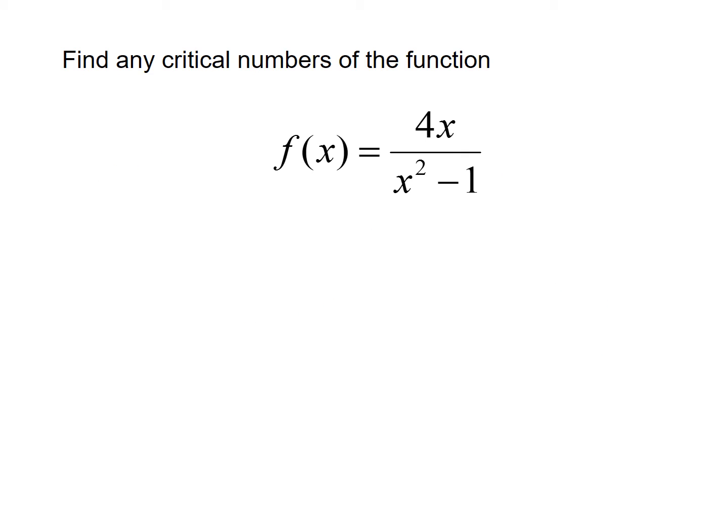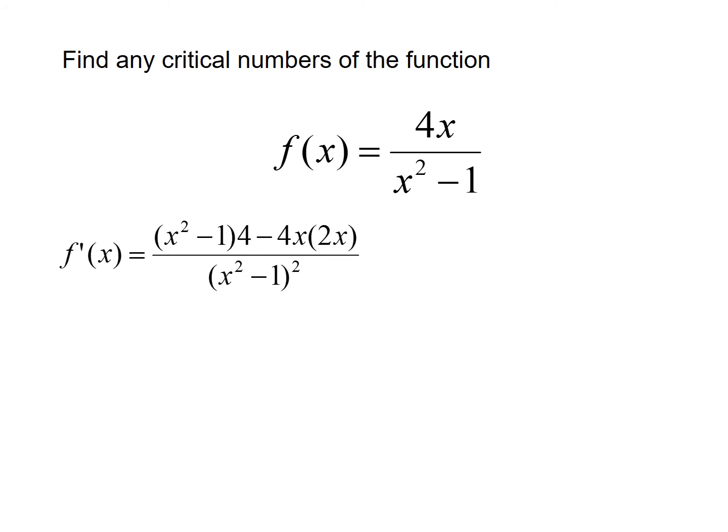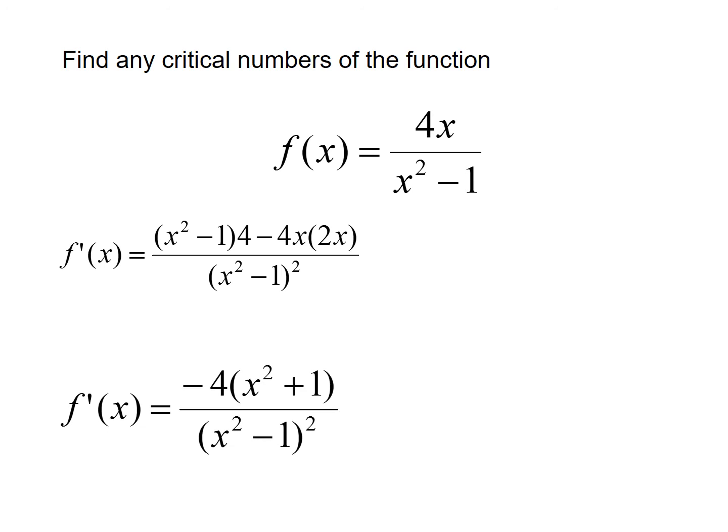Okay, so let's do some examples. We're going to find the critical numbers of the function. So we start by finding the derivative, and to find the derivative, I use the quotient rule. Now, once I have the derivative, my next step is to set the derivative equal to 0. I have to see where the derivative is 0 or where it's undefined.